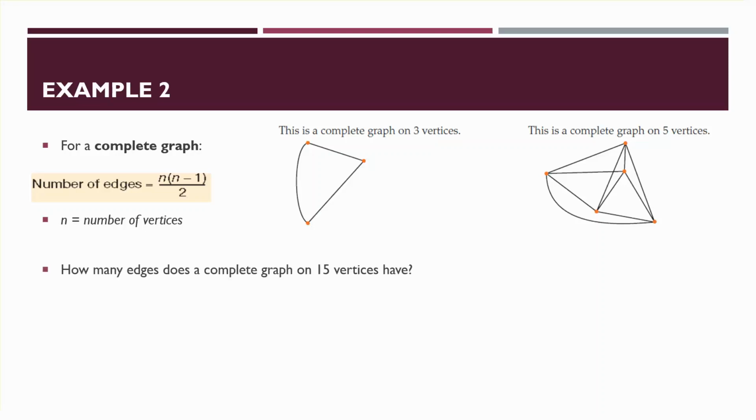Now, we can answer a number of questions for this. In this case, we are asked how many edges does a complete graph on 15 vertices have? We could put this into solve, but the workings out would obviously be, well, the number of edges is what we're trying to work out. n would be 15. 15 times 15 minus 1, over 2. And you will have worked out in your calculator that the answer is 105. So there would be 105 edges that connect a complete graph with 15 vertices.